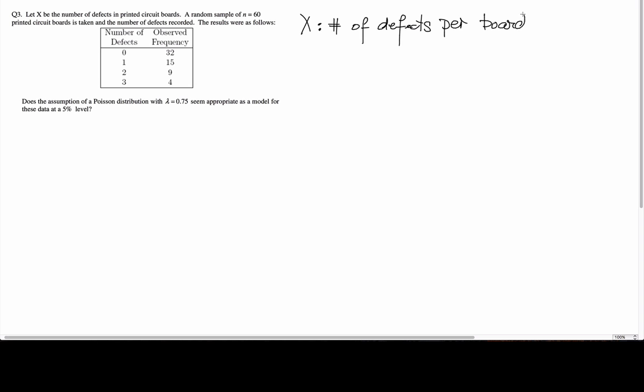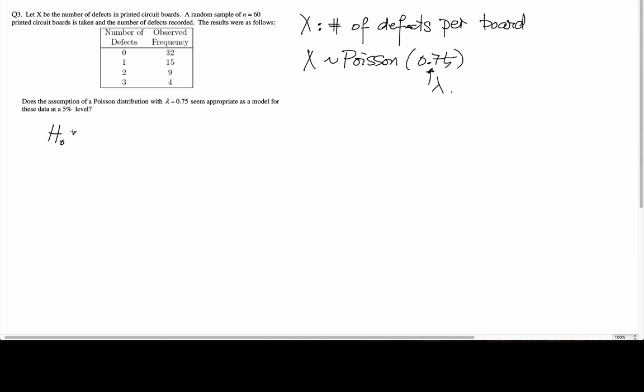But that fits the description of the number of occurrences per time frame or space frame that was consistent with the definition of a random variable for a random variable x that followed a Poisson distribution. The question is asking whether this x here actually follows a Poisson distribution with a lambda of 0.75.